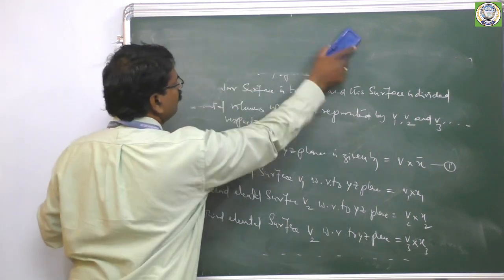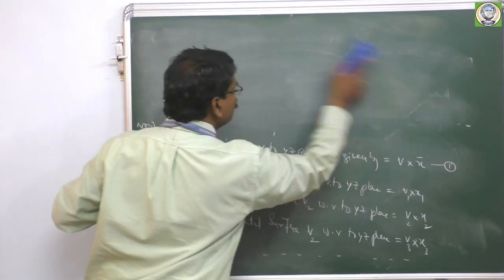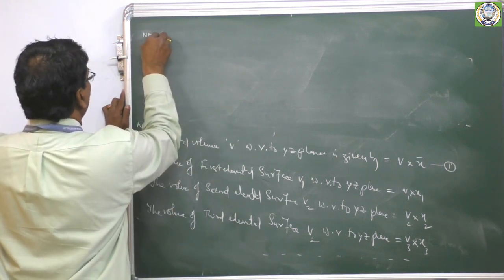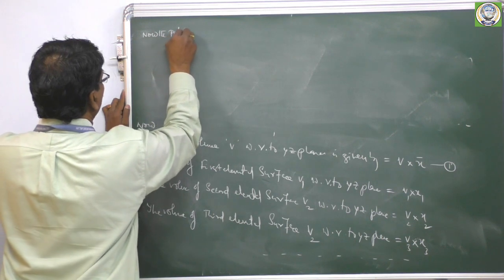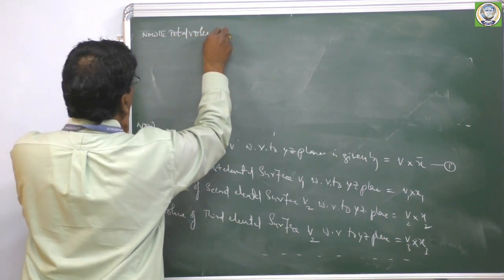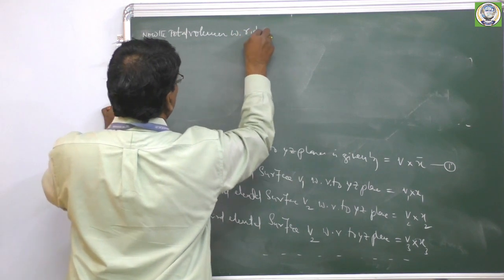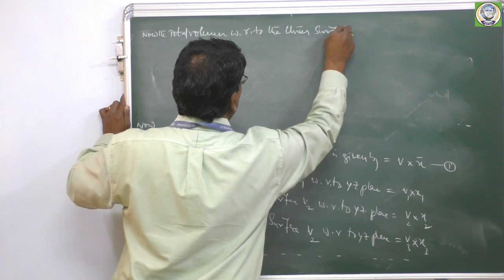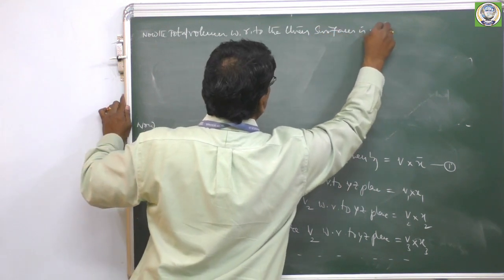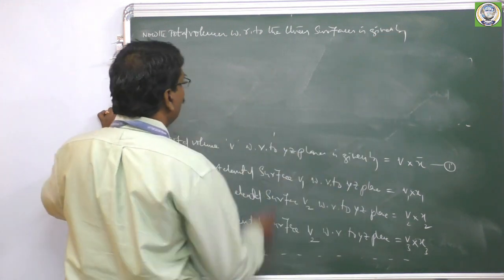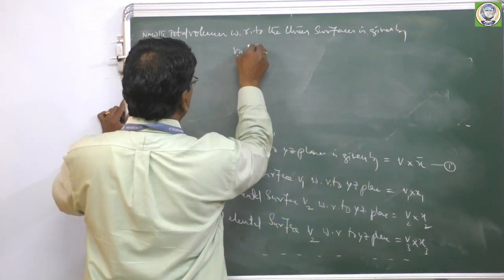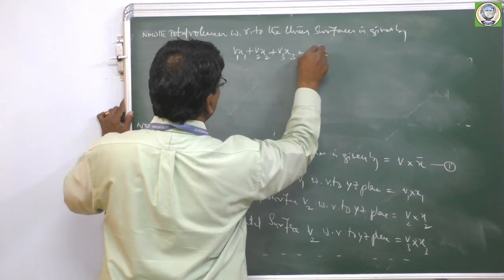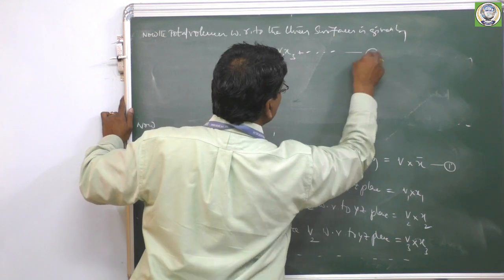Now the total volume with respect to the three surfaces is given by V1 x1 plus V2 x2 plus V3 x3 plus so on. I can call it as equation 2.